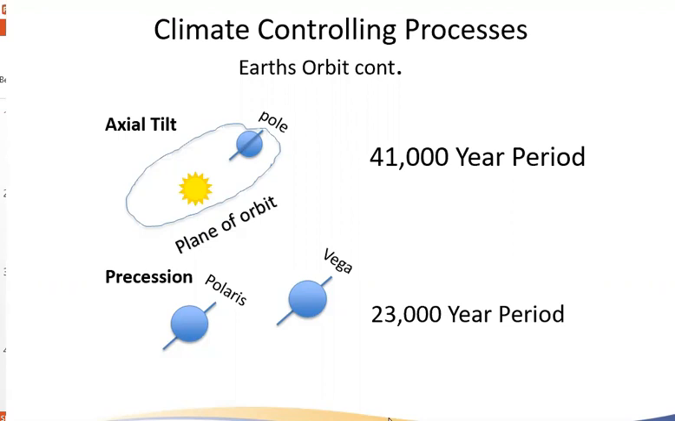So at present, then, we said the North Pole is pointed towards Polaris. It's our North Star. And so the Earth is closest to the sun in northern hemisphere winter. In about 10 to 11,000 years, that will reverse, and the Earth's North Pole will be pointed towards Vega. And that is just now beginning to happen. So we should be moving then towards colder winters and warmer summers in the northern hemisphere.